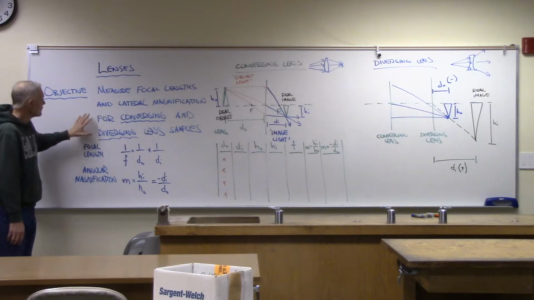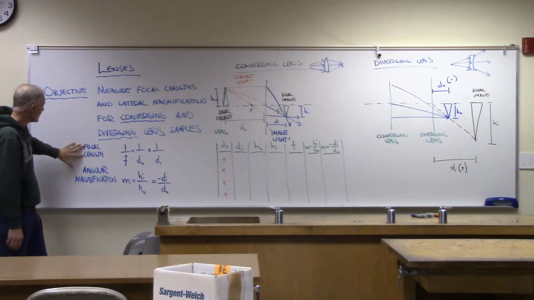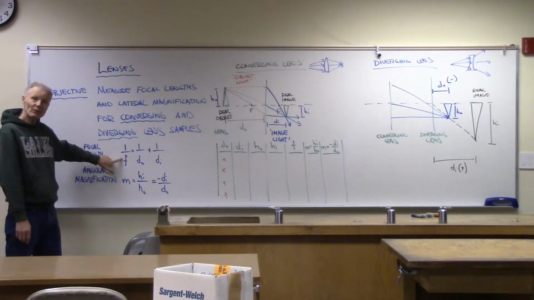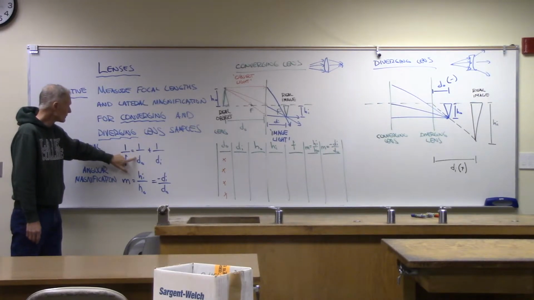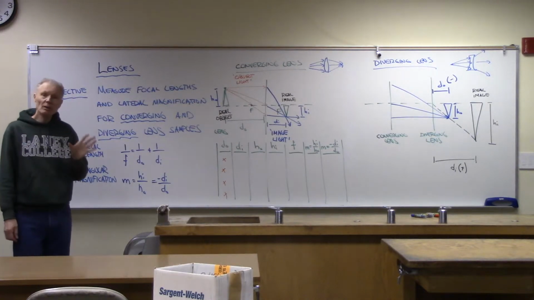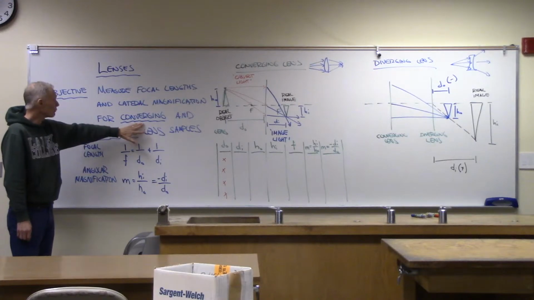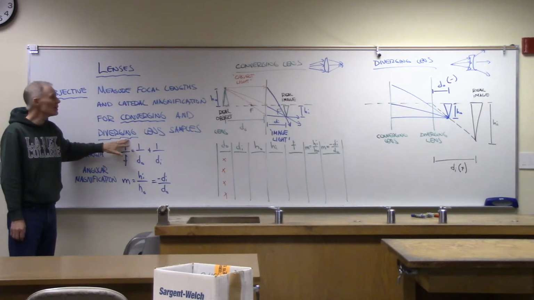Now the formulas that we've been looking at in class, for the focal length of a lens: 1 over the focal length is equal to 1 over the object distance plus 1 over the image distance. And remarkably enough, that formula works for both converging and diverging lenses.